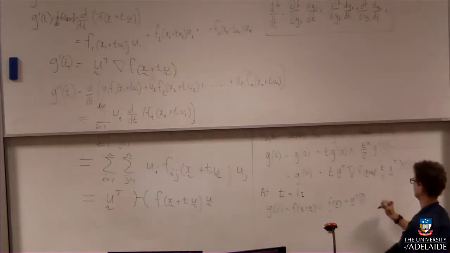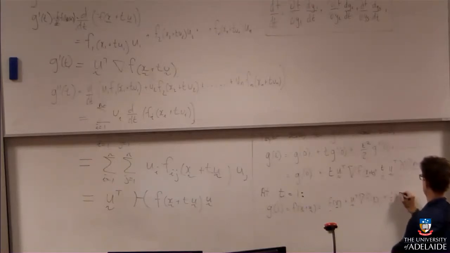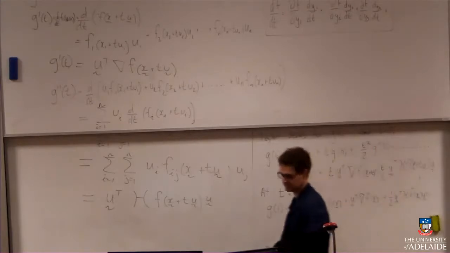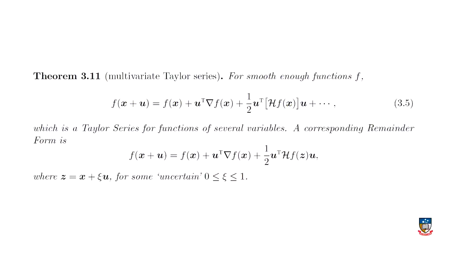So if I plug in f of x, now that maps exactly. Essentially, all this ugly formula is using the multivariate chain rule to come up with these derivatives and then plugging into the 1D Taylor series for this function g of t. And that's how you derive it.